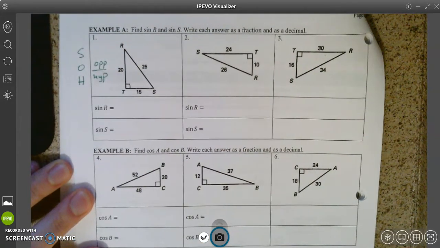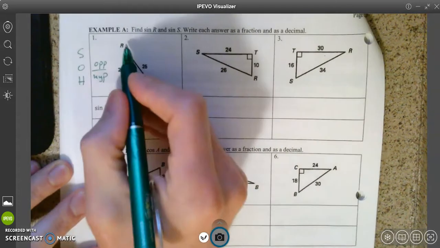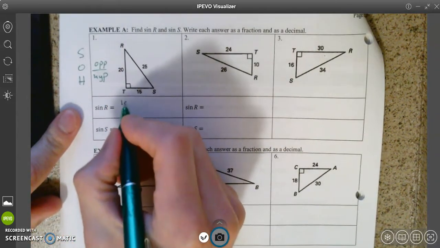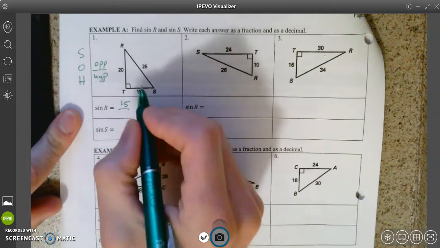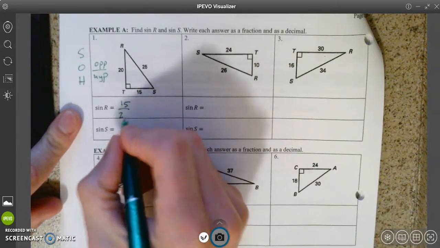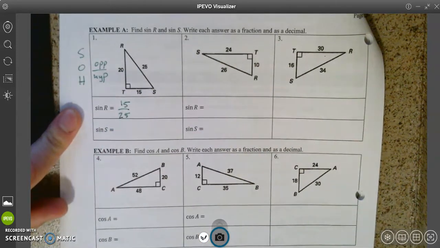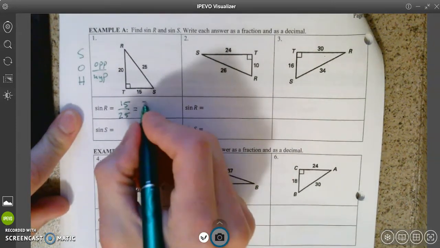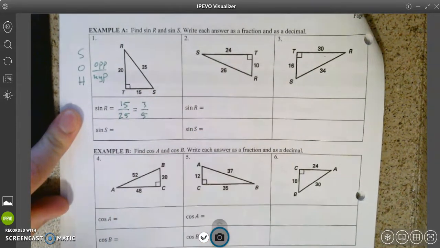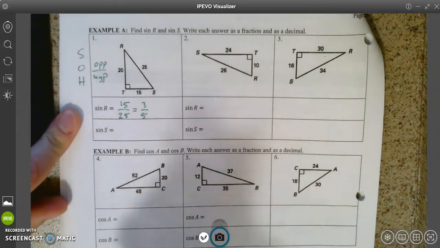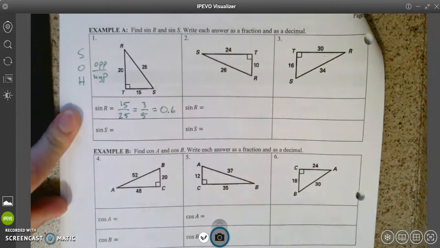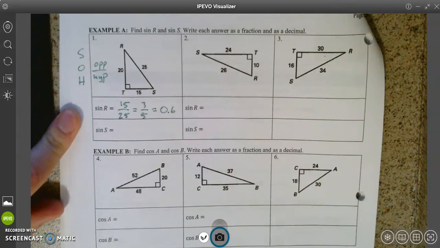So we're talking about sine of R. If I use R as the reference angle, opposite of R gives me 15. And then hypotenuse is 25. Always reduce if you can. 5 goes into both 15 and 25. If I reduce that down, that gives me 3/5. And then if I divide that in my calculator, 3 divided by 5, you get 0.6. It says round to 4. In this case, it's exact, so we would stop here.